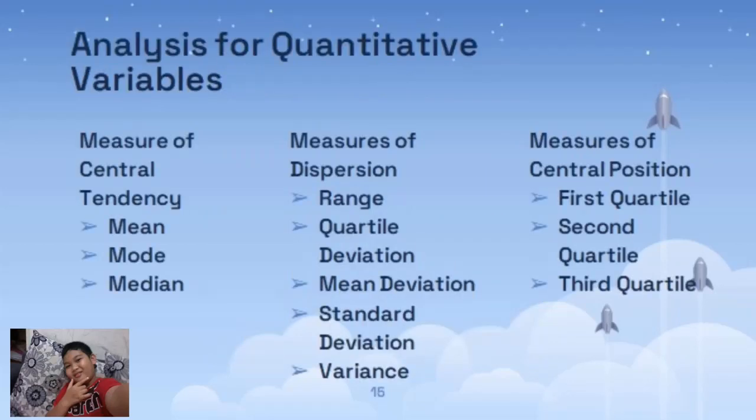We also analyze the measures of central tendency like mean, mode, and median. For the measures of dispersion, we found the range, quartile deviation, mean deviation, standard deviation, and variance. We also look at the measures of central position such as first quartile, second quartile, and third quartile.